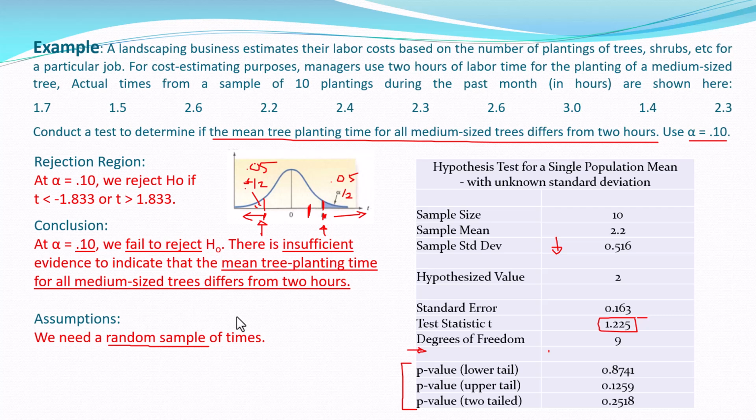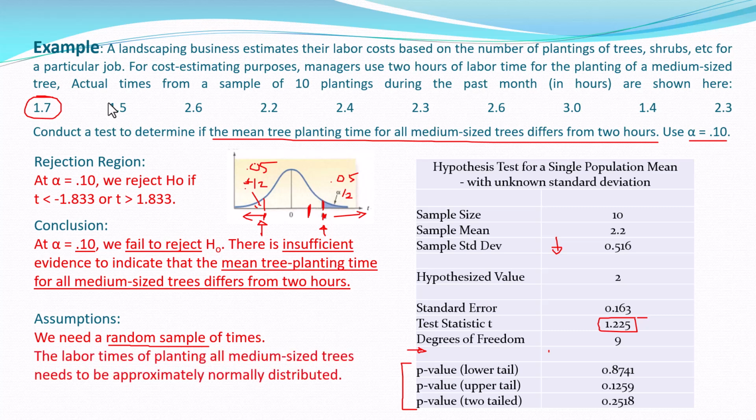The second assumption that's necessary in this case, because we have a small sample, is that the population of X's needs to be approximately normal. And the easiest way to think about the population of X's is, it's the observations. What's that? And you're obviously saying that's the value of 1.7. Yeah, but what is that? That's the time, the planting time. The population of all planting times, the labor times of planting all medium-sized trees, needs to be approximately normally distributed.